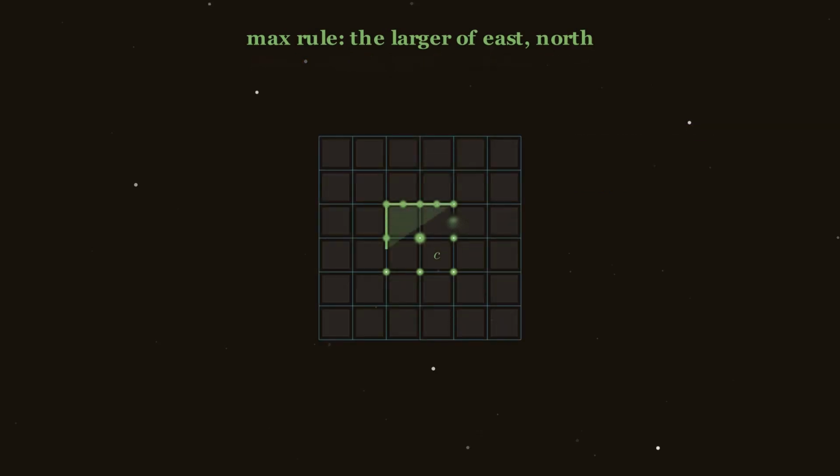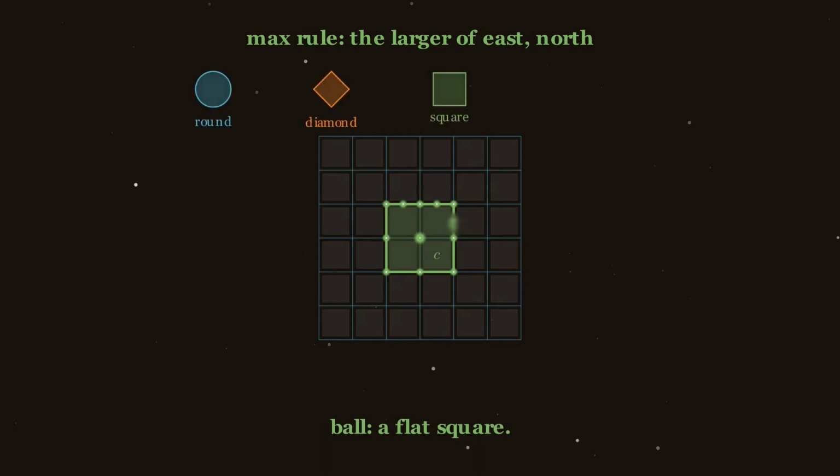Under this rule, the ball turns into a square sitting flat on the ground, its sides lined up neatly with the directions. So a ball can be round, or a diamond, or a flat square. 3 shapes, 3 worlds, 1 single idea.